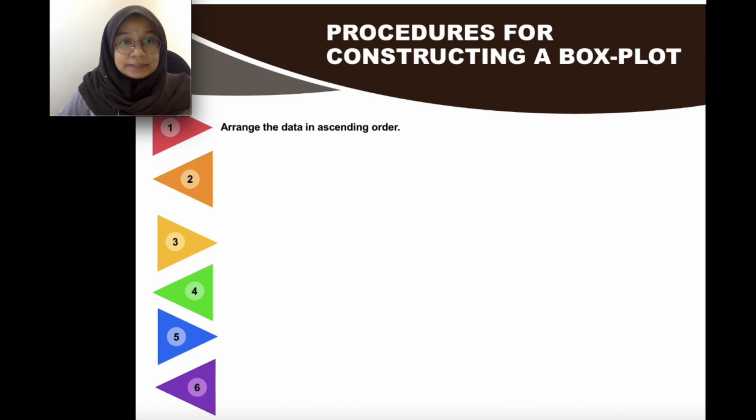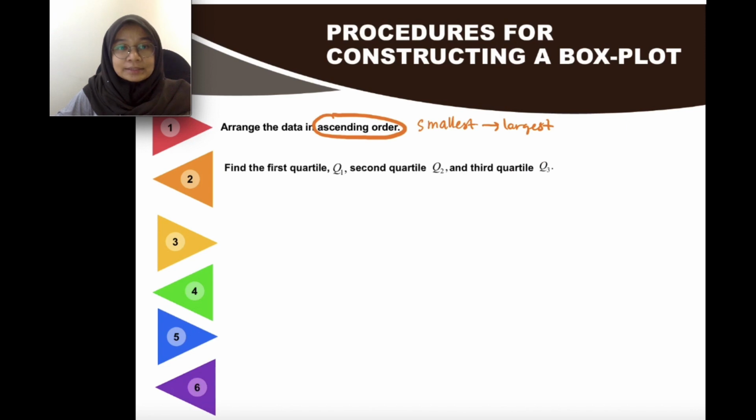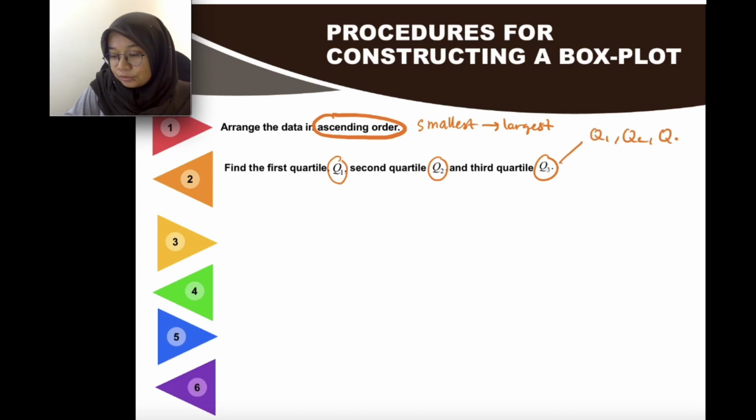First, arrange the data in ascending order. You must arrange your data in ascending order, from smallest to largest. So always sort your data. Step number 2, find Q1, Q2 and Q3. Your Q1, Q2, Q3 knowledge is very important.